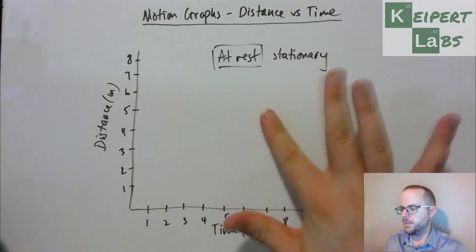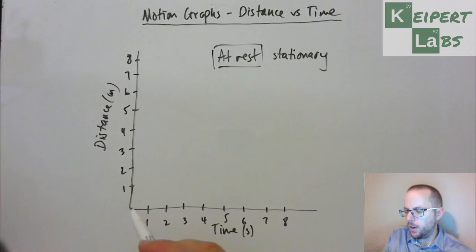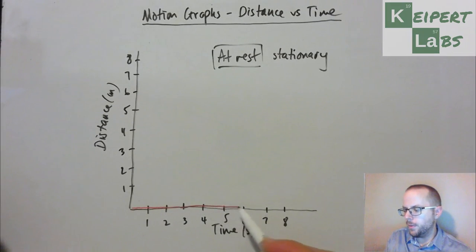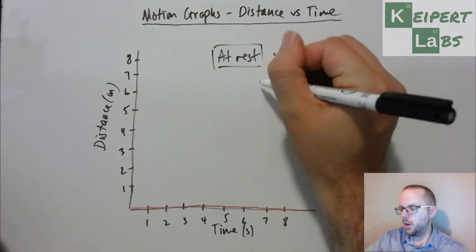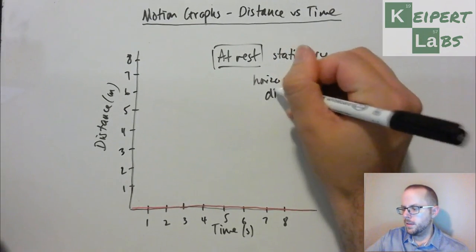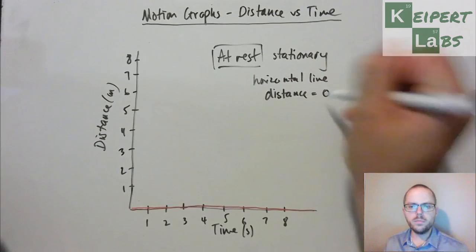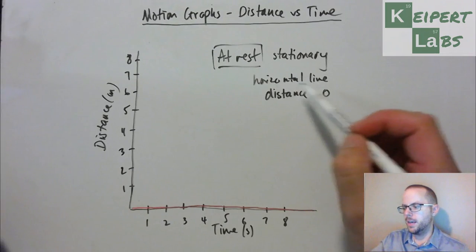When we have something that's at rest, it's going to be a horizontal line at 0. I don't have access to a ruler at the moment, but you can use a straight line tool to draw that at the bottom there. So when we're stationary, we'll see a horizontal line at a distance of 0.